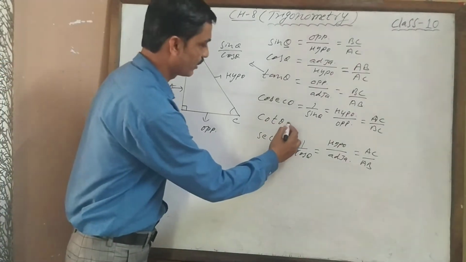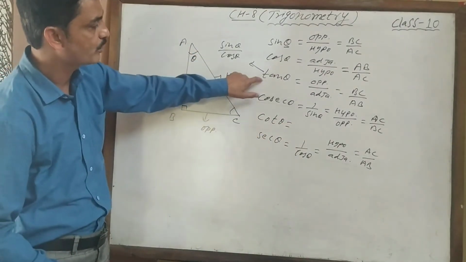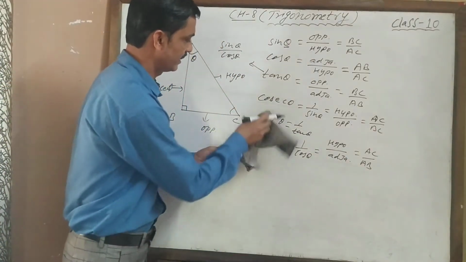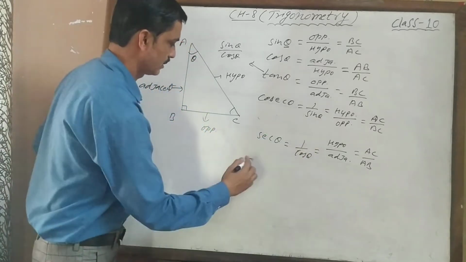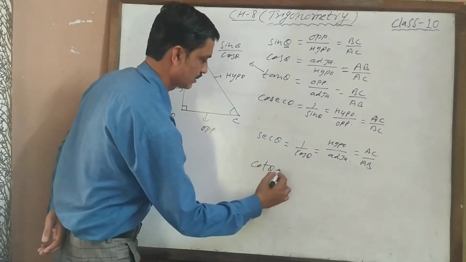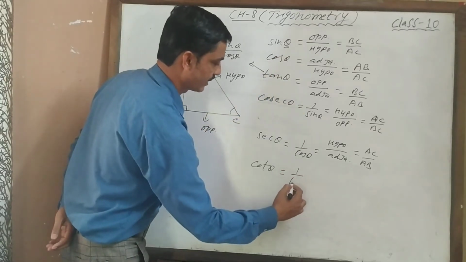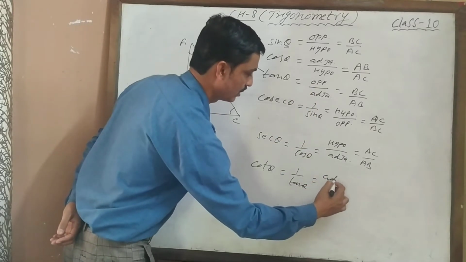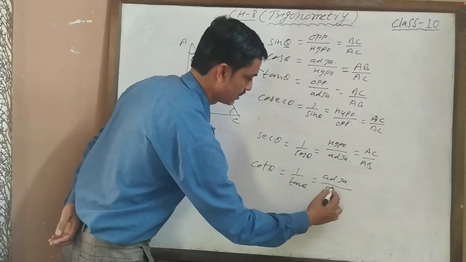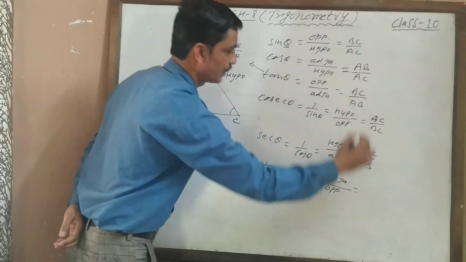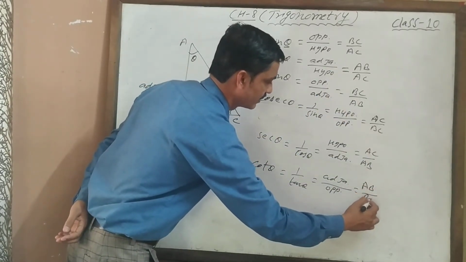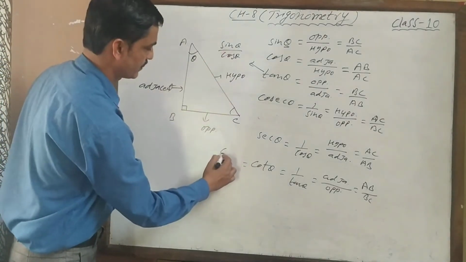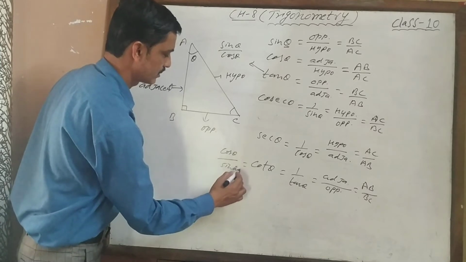Understand? Similarly, what is cot theta? Cot theta is the reciprocal of tan theta, 1 upon tan theta. Or we can write adjacent upon opposite, or we can write AB upon BC. Again we can write cos theta upon sin theta.